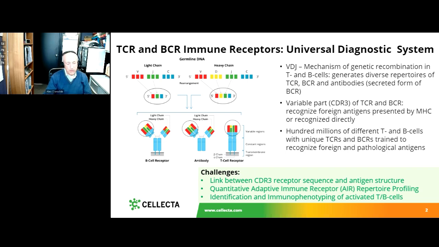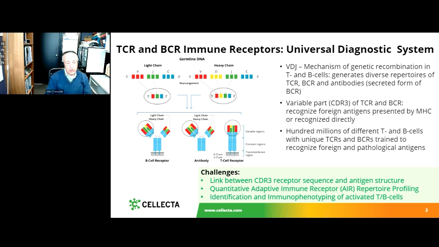circle, recognize foreign antigens. If you think from a biological point of view, it's a universal diagnostic system created by nature in order to recognize any foreign antigen or pathological conditions or molecules in your body. And the complexity of this system is just enormous. It's at least 100 million different immune receptors constantly present in our body, and they are organized in a way generated by genetic recombination from V, D, J, and C regions, in a rather random way, creating this enormous complexity.